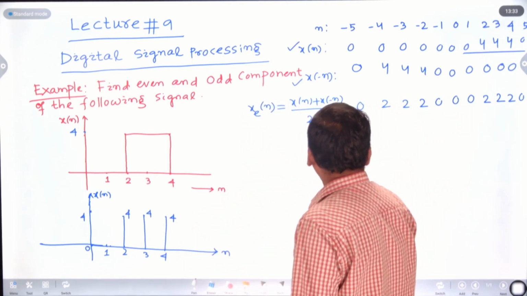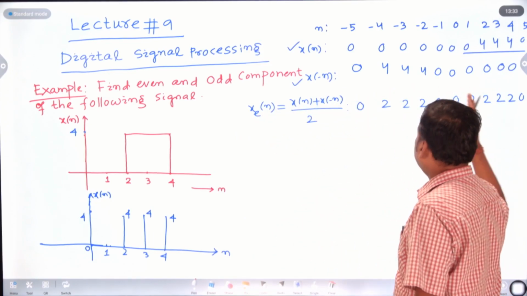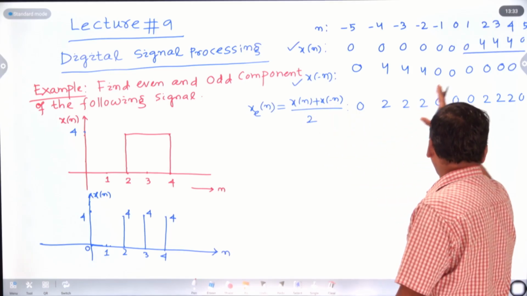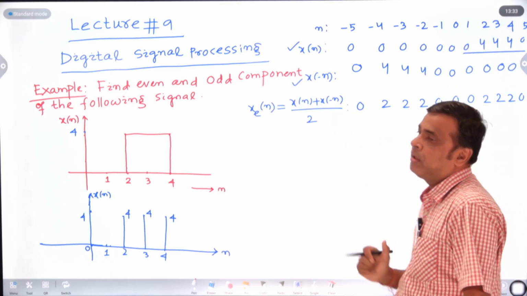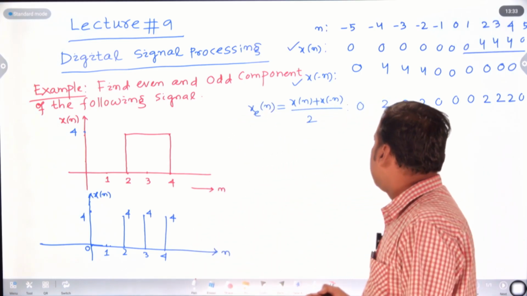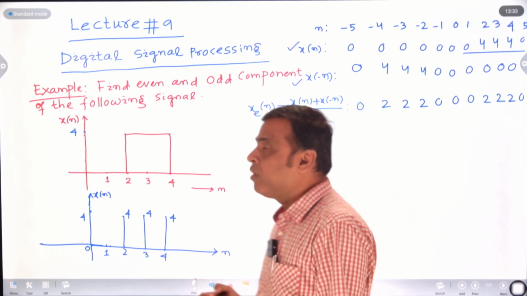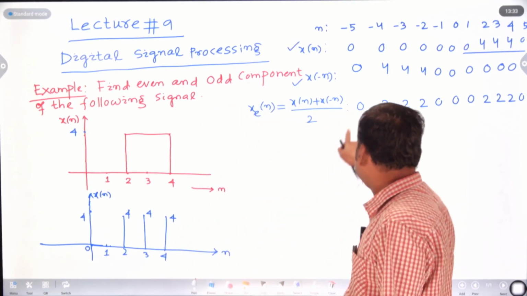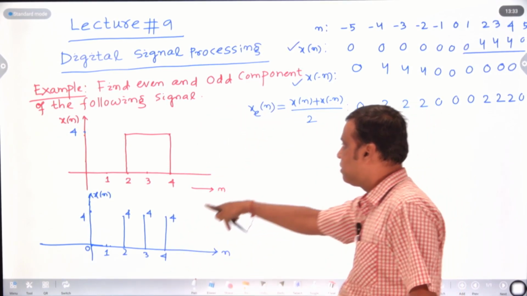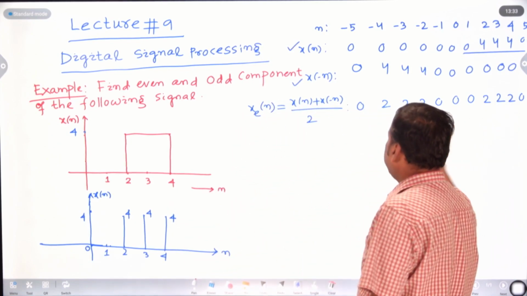So this is nothing but x e of n. If you observe, the left-hand side of 0 is exactly the same as the right side of 0. That's why we say this is the even part of the signal, or symmetric. This is nothing but the even component of the discrete signal.